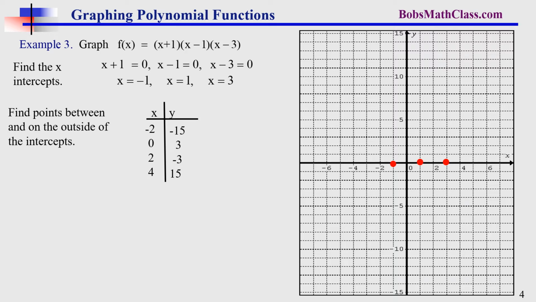Okay, let's plot those points. There we go. And now pretty much it's just connecting the dots. Try to go from left to right. So that one at negative 15 is where you start. I'm going to put an arrow there, and then keep going to the right. And there's our graph.